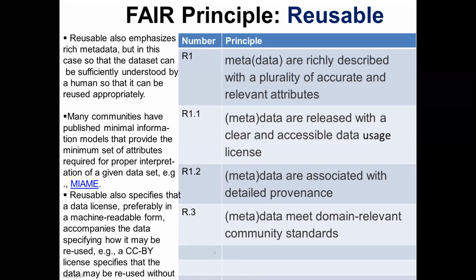And then, metadata meet domain-relevant community standards. You remember that we said different archives, different repositories, and different metadata have their own standards. If you are working in genomics, your data have to be reusable and should follow the domain-relevant community standard, not have a standard for genomics in climate change or vice versa. Okay, so this is the principle of the FAIR.